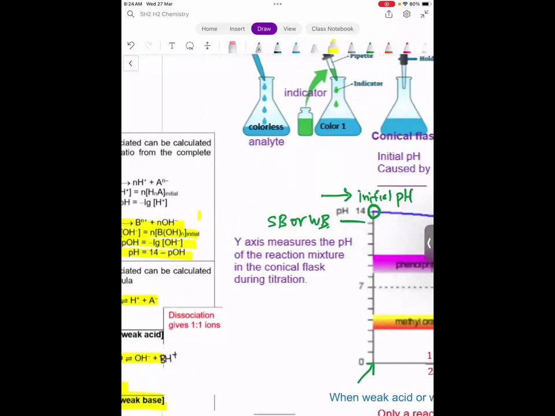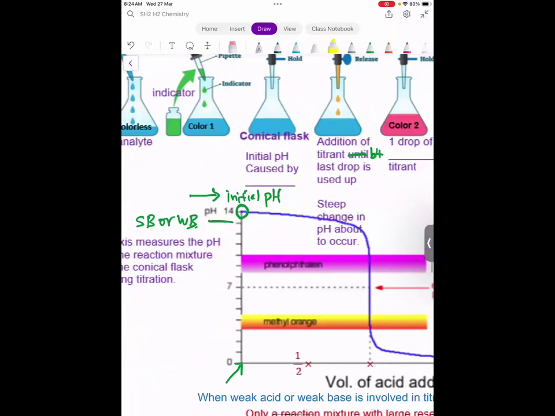So after we are done with this part, then we start the titration, because you see that as you add 1 cm cube, 2 cm cube, 3 cm cube, the pH will start to change, right? As part of the OH minus is being neutralized by the acid added from the burette. So it's a gradual change until before the last drop of the analyte is used up. So in this conical flask, you will still have the last drop of base.